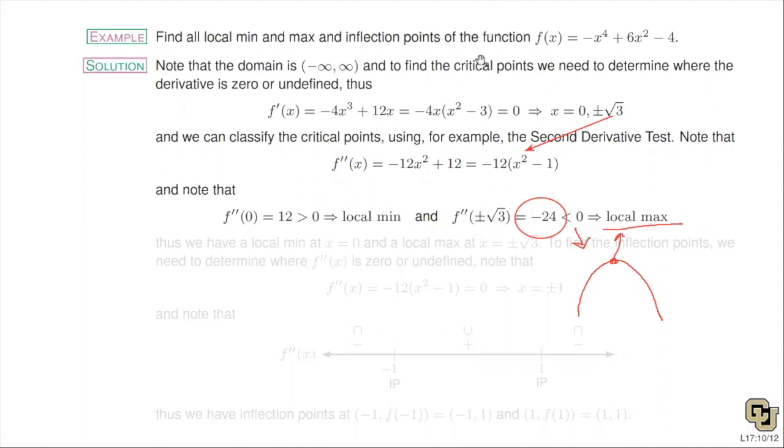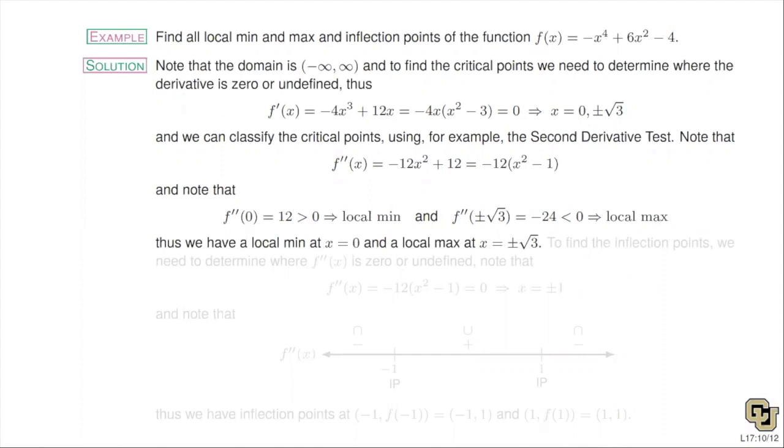And when you can find the second derivative, to me, that's a lot nicer than plugging in and checking the sign, the way we do the first derivative test. But it all depends on the function. So we can conclude that we have the local min at x equal to 0, and local max at x equal to plus or minus root 3.